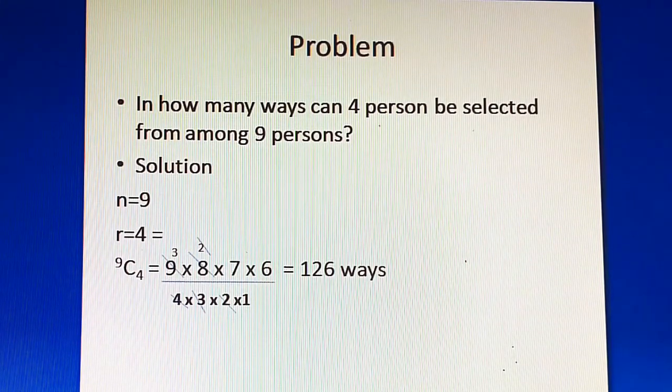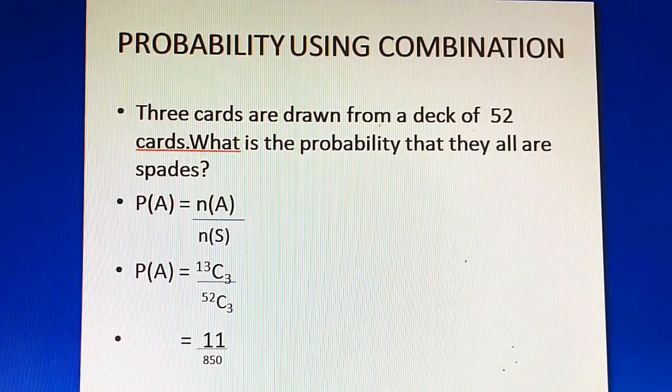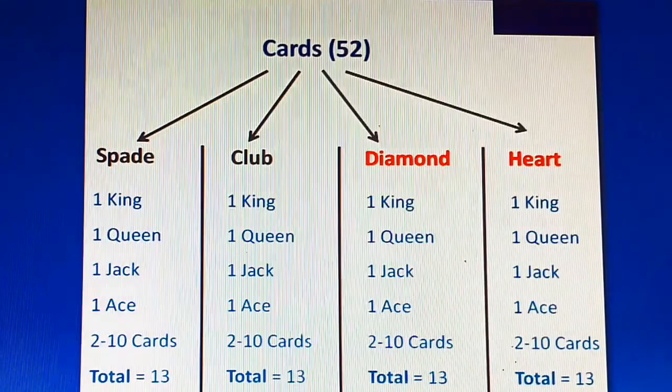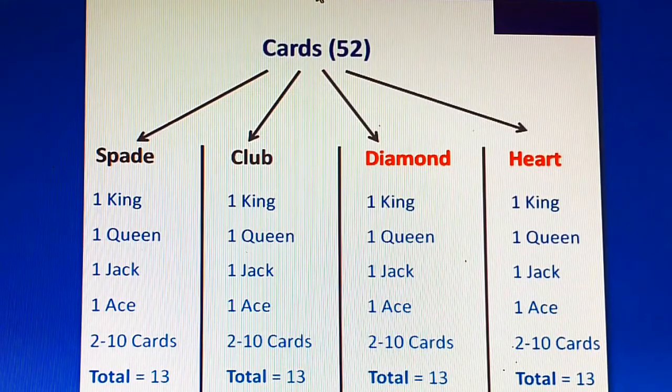Now we'll see how we are going to relate probability using combination. Before that, we'll go through how we are going to use probability in terms of cards. A deck of cards has 52 cards. A pack of cards consists of 52 cards in total.